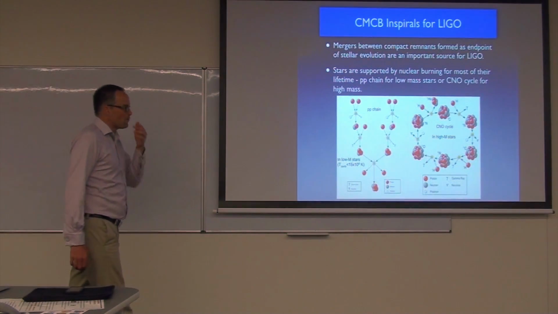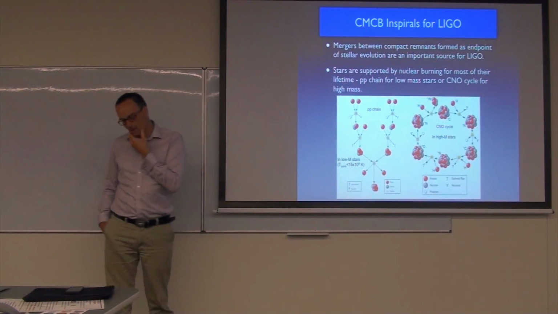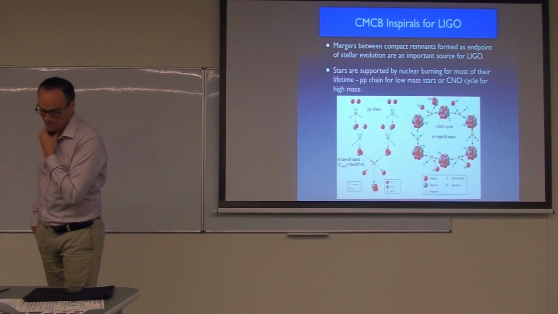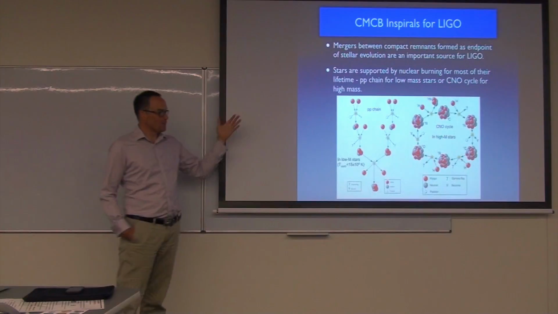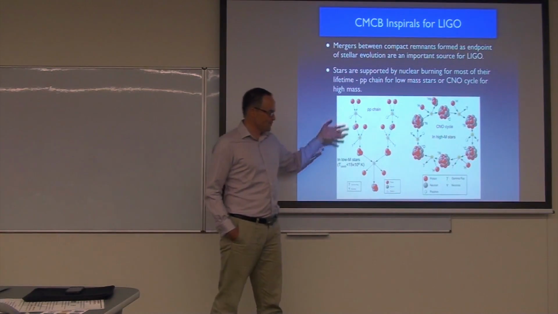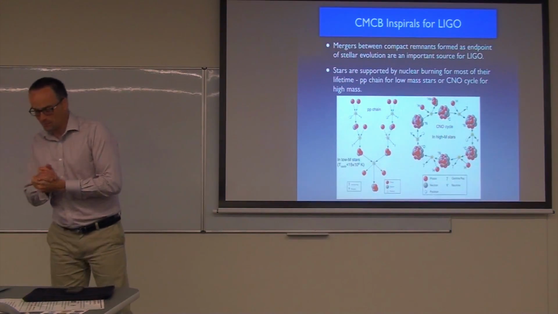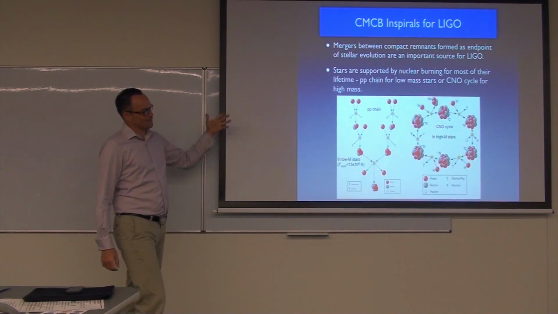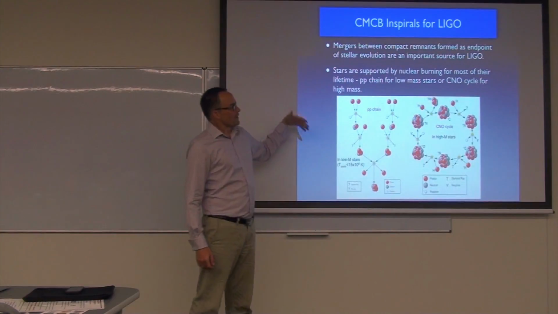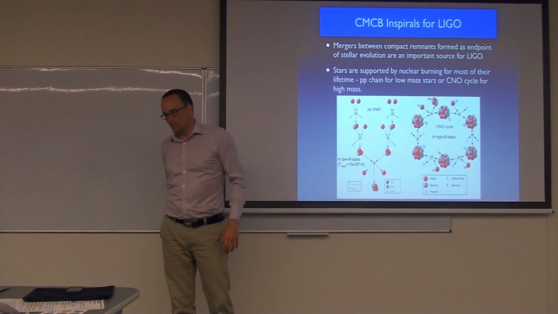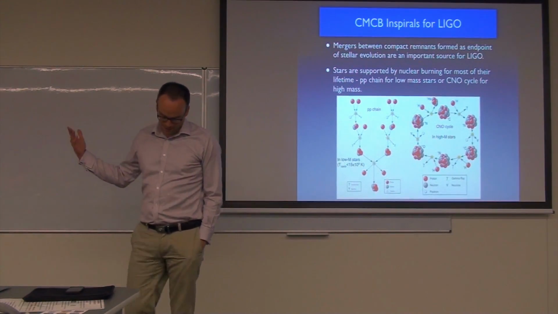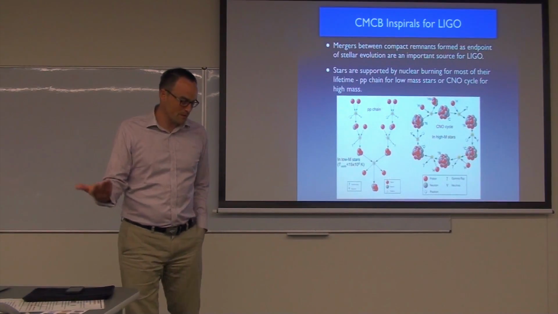Okay, so how do we form black holes and neutron stars from stars? I'm going to say a few words about stellar evolution. Some of this will be familiar to many of you, some of it might not be, but it just gives a basic overview. So the systems that we see with LIGO, these are the comparable mass binaries LIGO observes.